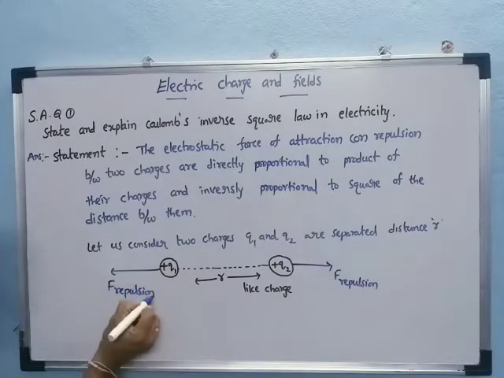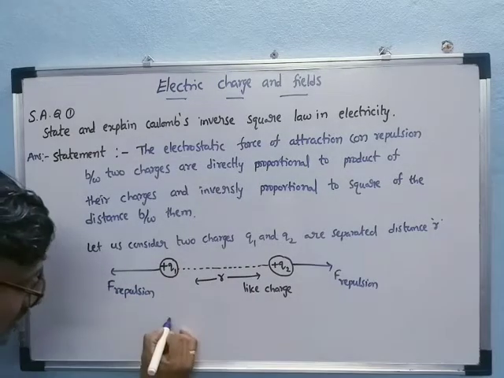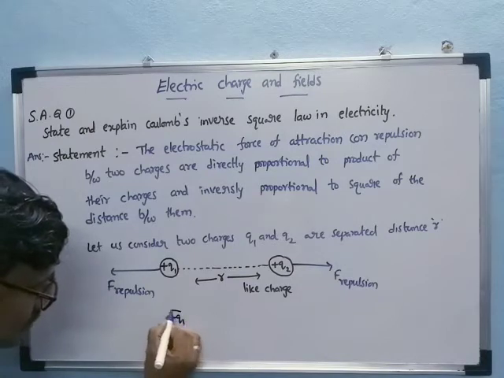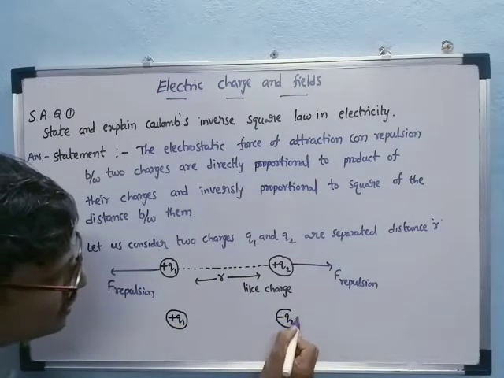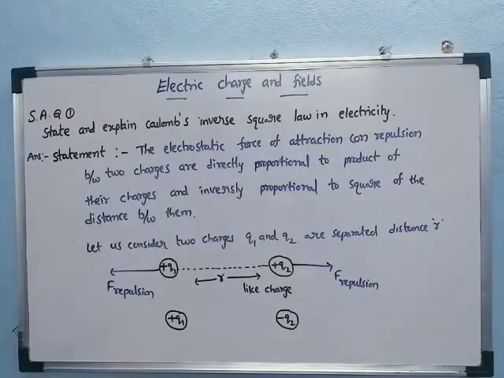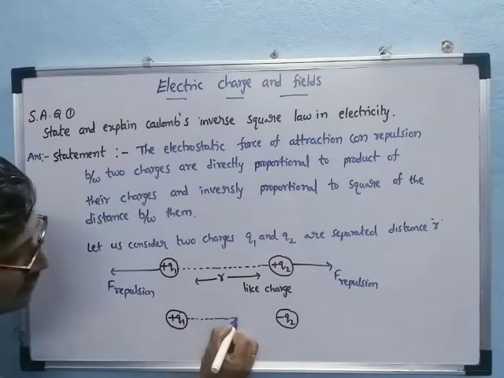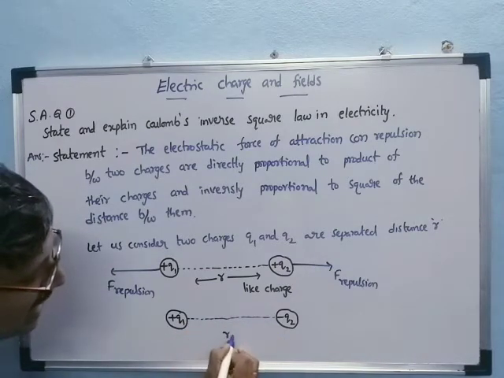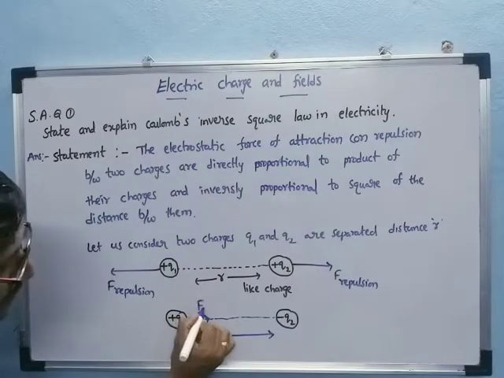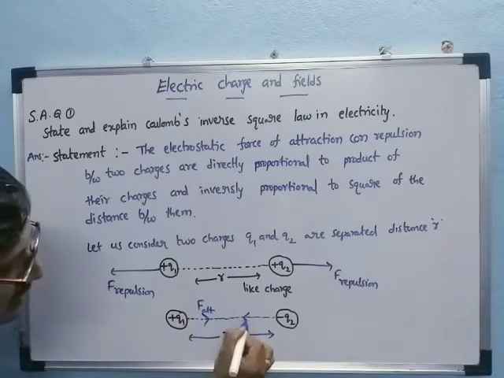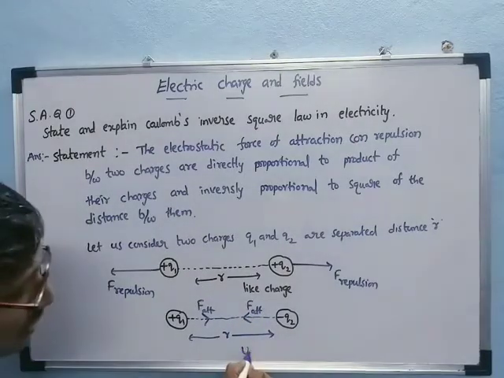That is the force of repulsion when we consider like charges. For unlike charges, one is a positive charge and the other is a negative charge. Q1 is positive and Q2 is negative. Then what is the force between these two charges? The force of attraction. This is also the force of attraction between unlike charges.